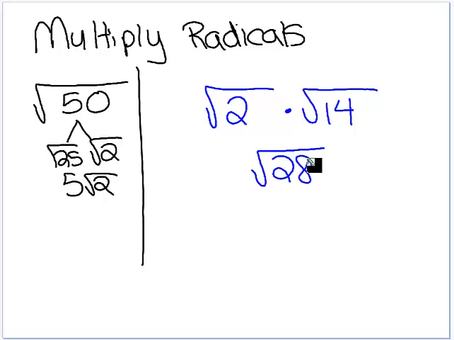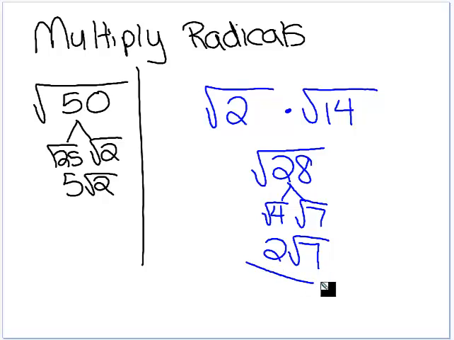What perfect square goes into 28? Jacob. 7 times 4. I can break this into the square root of 4 and the square root of 7. The square root of 4 is my perfect square. What is the square root of 4? 2. So I'm left with 2 square roots of 7. And this is my final answer. That's all we're doing. We're just adding this one more step where we're multiplying those together to give us that 28.